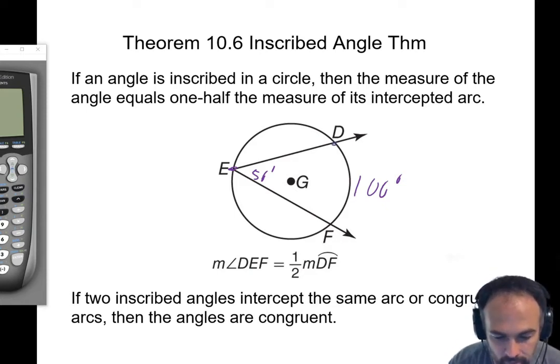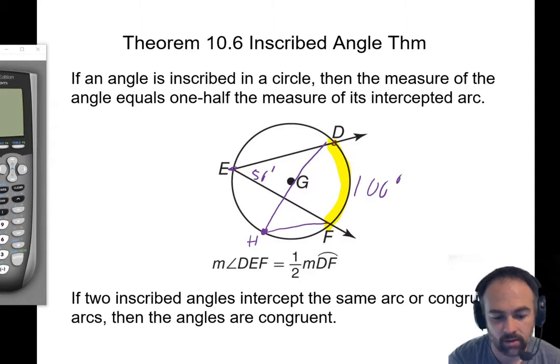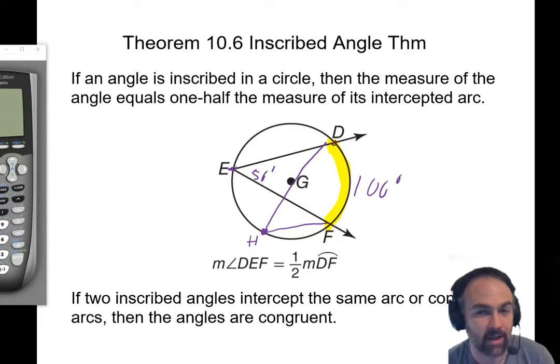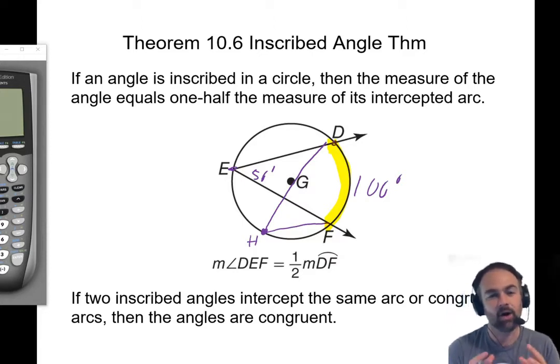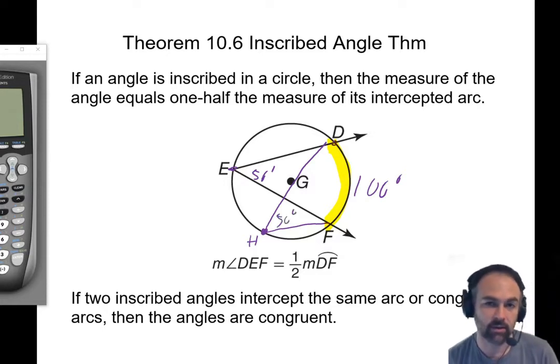Now, like I said earlier, it doesn't matter where on the circle I place the inscribed angle, or the vertex. Let's draw, call this point H over here. You'll notice whenever you look at this that DF is my intercepted arc. Now, angle E is the inscribed angle. We also know that H is now also an inscribed angle, and they both intercept the exact same arc. Therefore, this must also be 50 degrees.